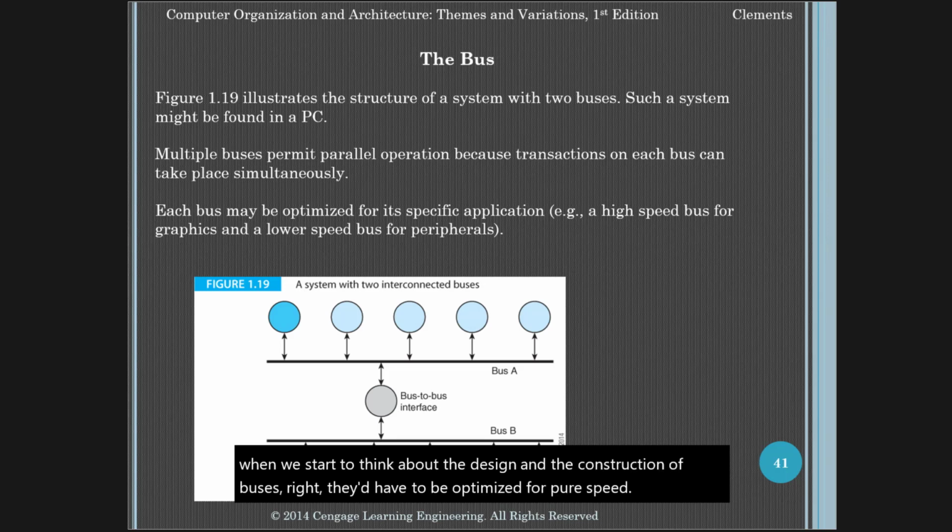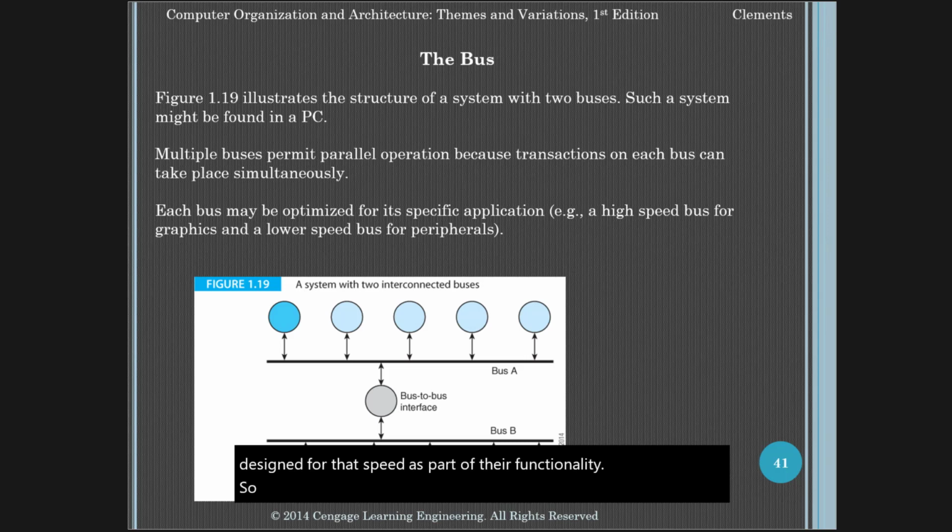And we start to look at ways that we connect peripherals together, right? We know that there are different types of USB. You've probably heard of Thunderbolt, Firewire, right? These are all just different types of buses that connect our low-cost components and are designed for that speed as part of their functionality. So really, two recurring themes that we're going to talk about throughout the course that discuss memory interfaces are standards and protocols.